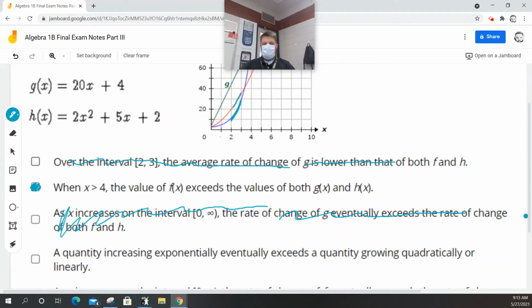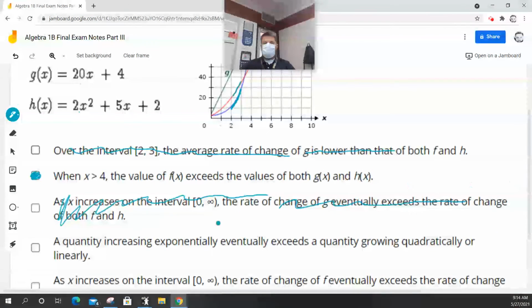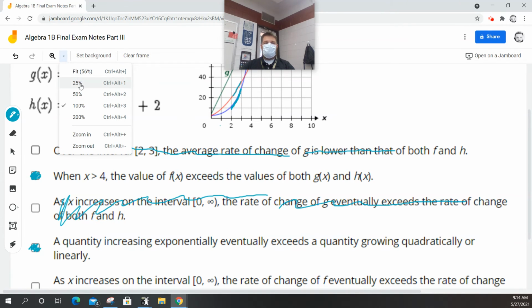The quantity increasing exponentially eventually exceeds the quantity growing quadratically or linearly. Yeah, because this function f is the exponential, and it grows much faster than the quadratic or the linear function. So that one is true. And I'll zoom out so you guys can write this all down in a second. Well, I can probably zoom out now.